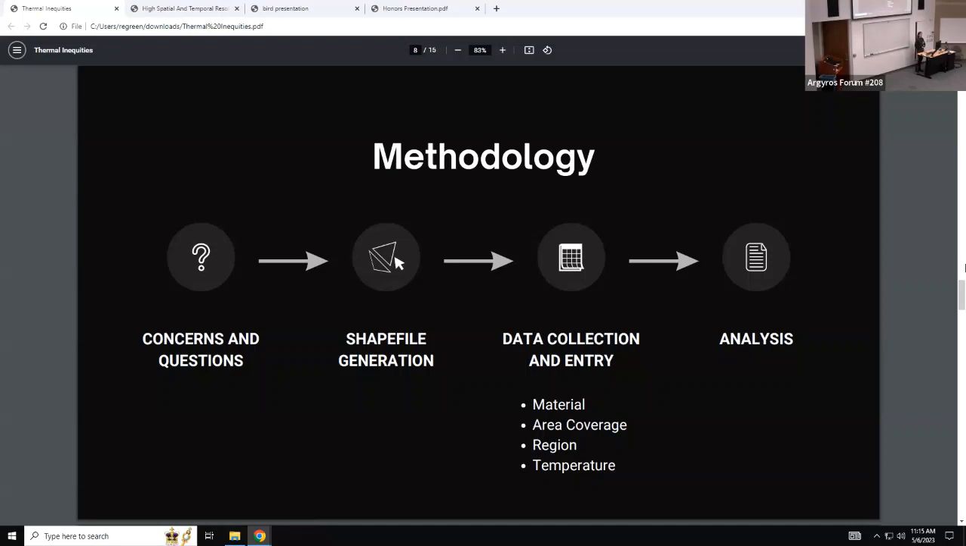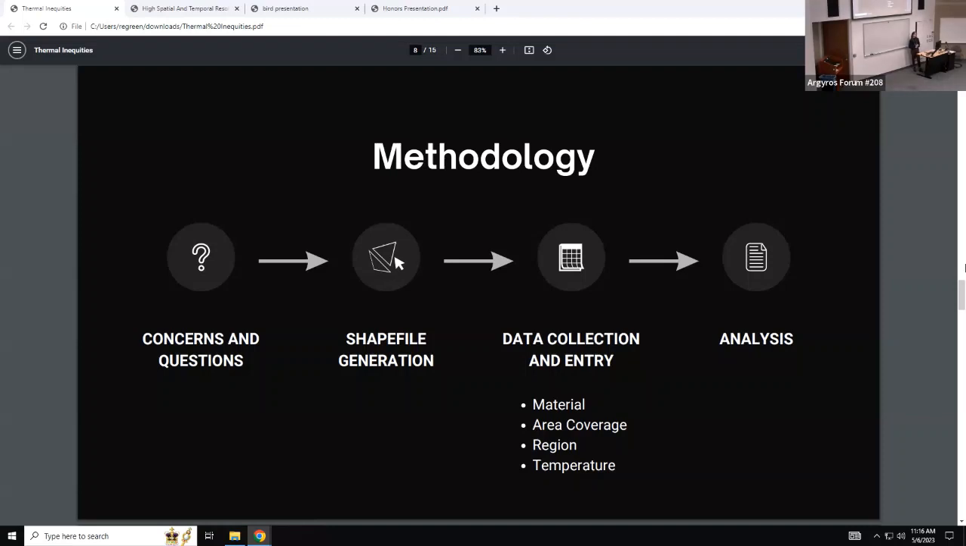So once I had my shapefile, then I was able to add in data for that. Starting with material, I used a myriad of different additional sources to know what material was in which space. That included both visual differentiation just through Google Street View and publicly uploaded photos, as well as a Sentinel vegetation layer that I could use to determine whether a field was artificial or natural turf.